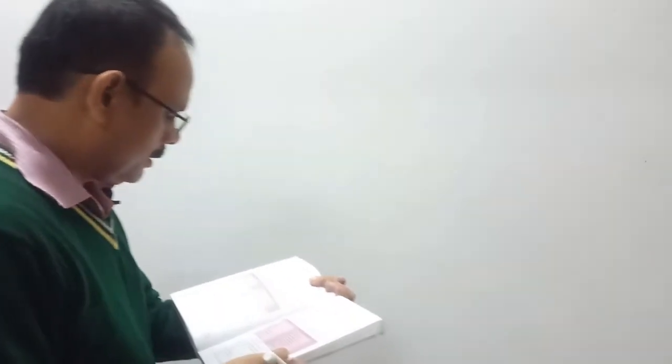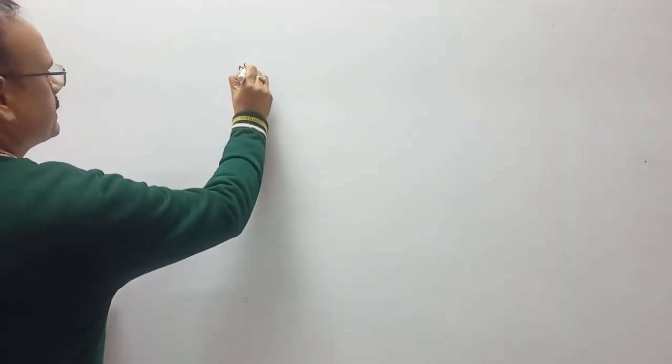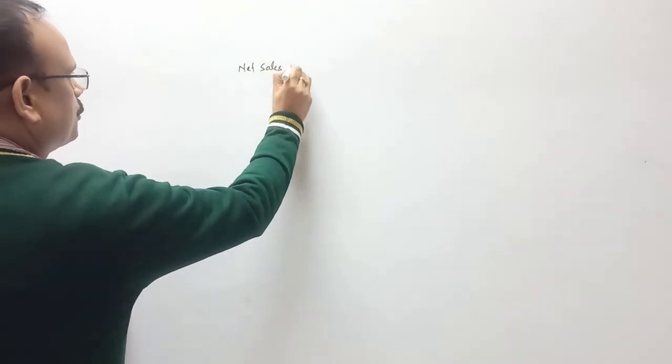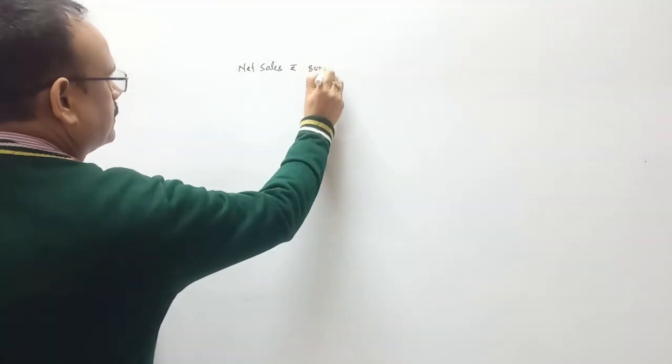Calculate gross profit and cost of goods sold from the following information. The information is net sales and gross profit is 40% of sales. So what we have to calculate is gross profit and cost of goods sold. In the question, net sales is given, rupees 8 lakhs.